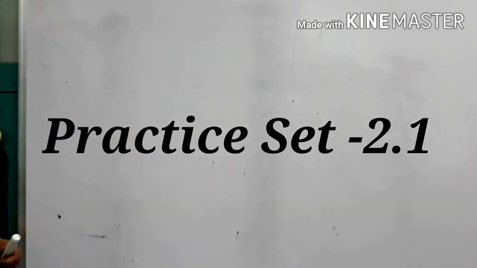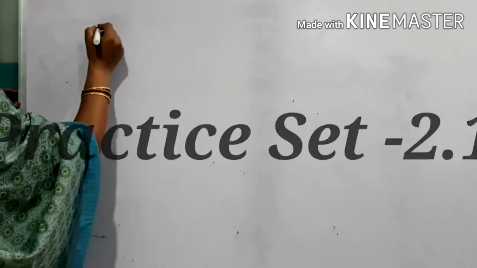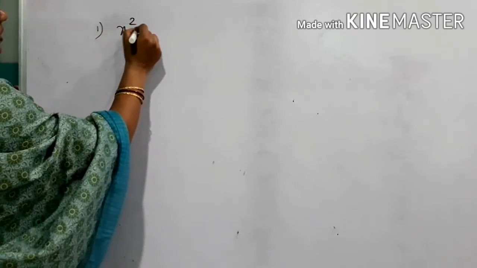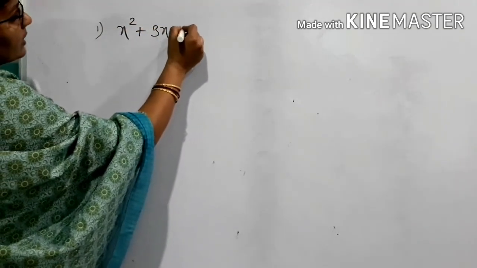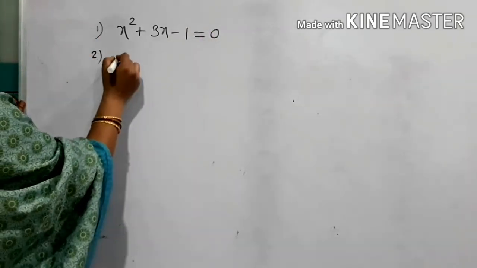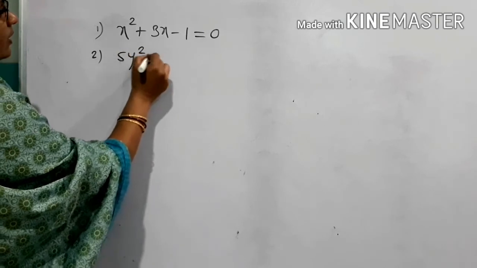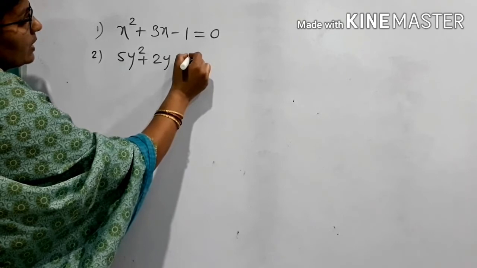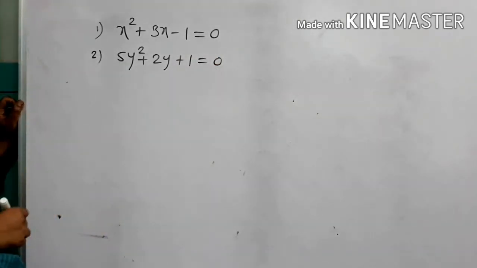Write any two quadratic equations of your choice. Take any variables x, y, m, a as it is. Write some examples. First example is x square plus 3x minus 1 equal to 0. Second example is 5y square plus 2y plus 1 equal to 0. You can write more examples of this.